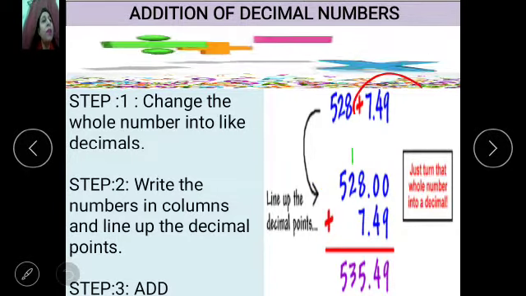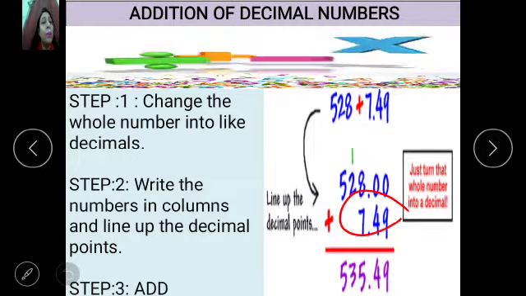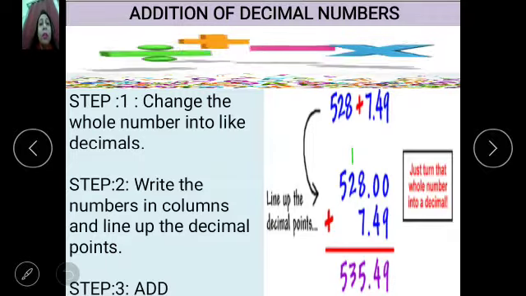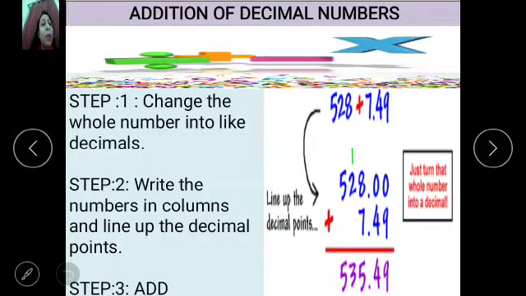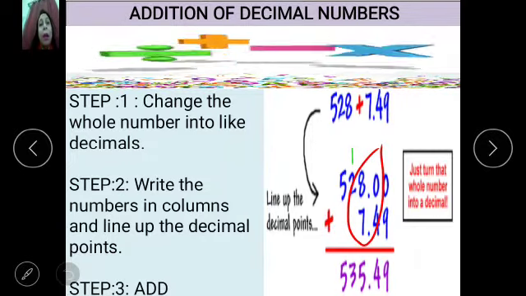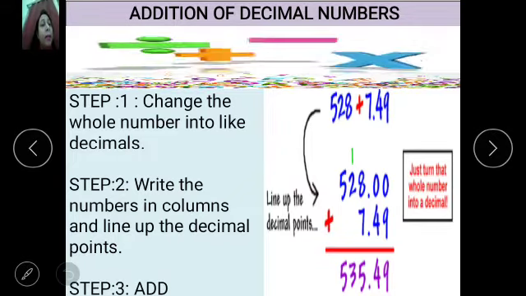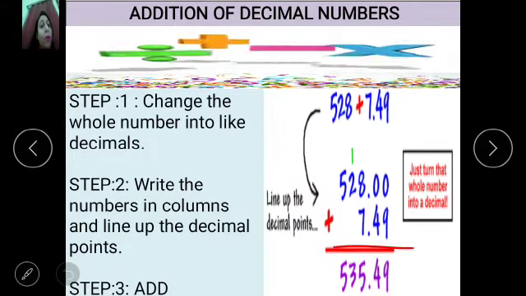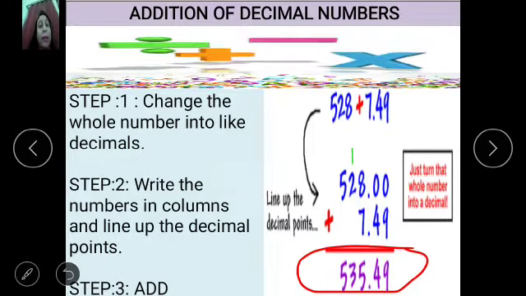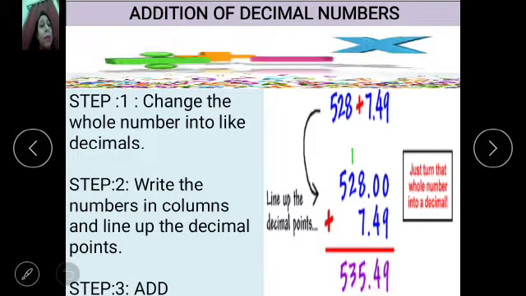Now 7.49 you just write below. Like that we have to arrange in a column. Then you line up the decimal points like that. You just see. Okay. Now add. So 0 plus 9, 9. 0 plus 4, 4. You just check this answer. And the decimal point is there after 2 digits, so you just put the decimal sign over there.